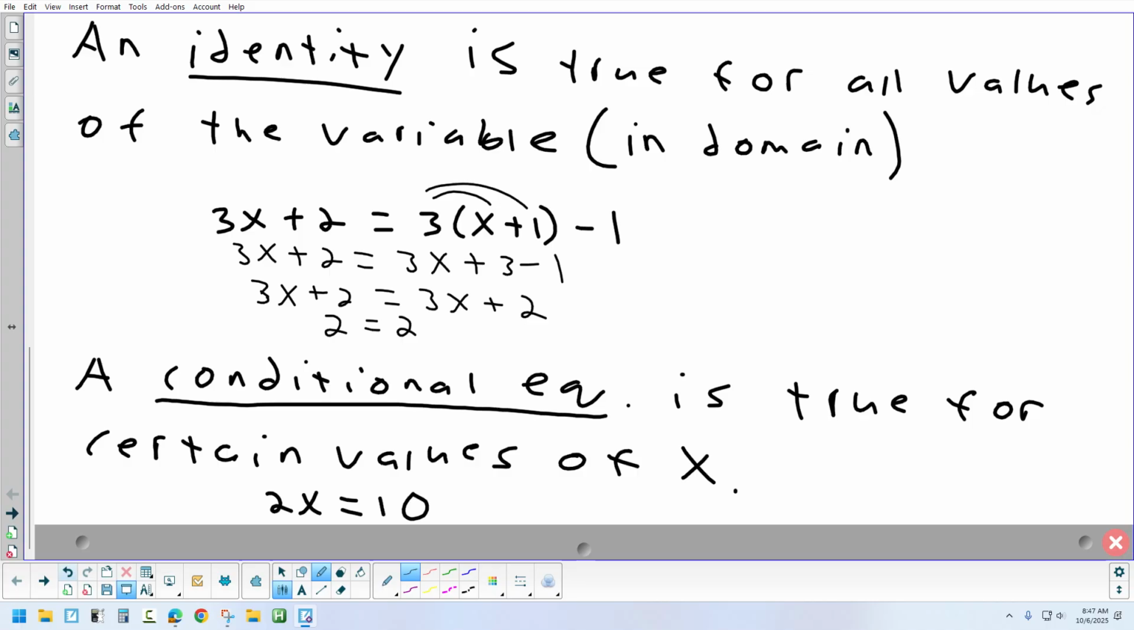Just going through some of the different terms and the different kinds of equations you're going to see before we actually start solving.